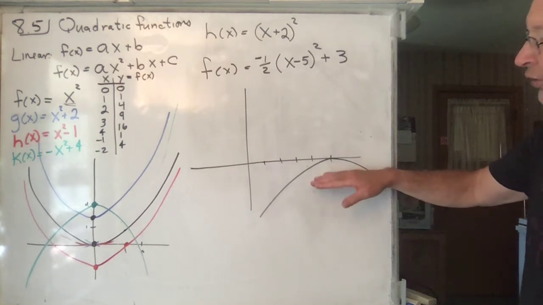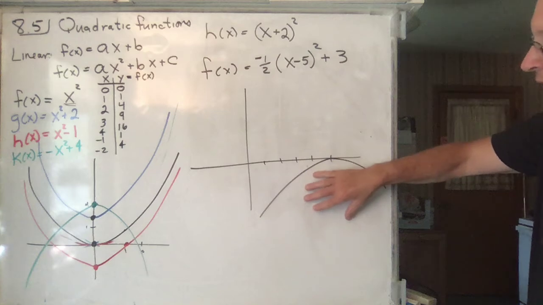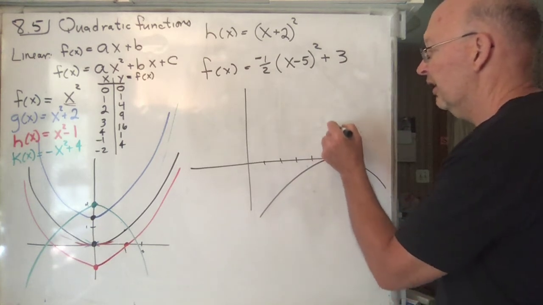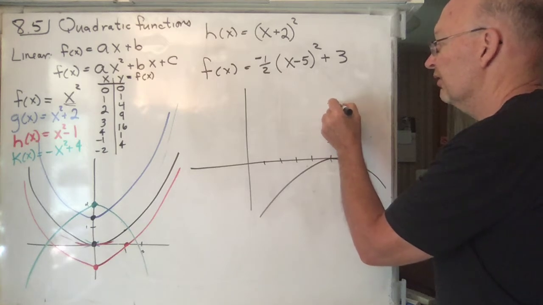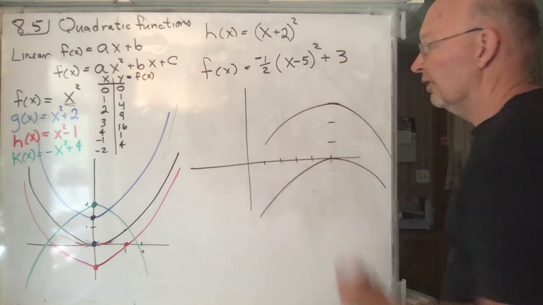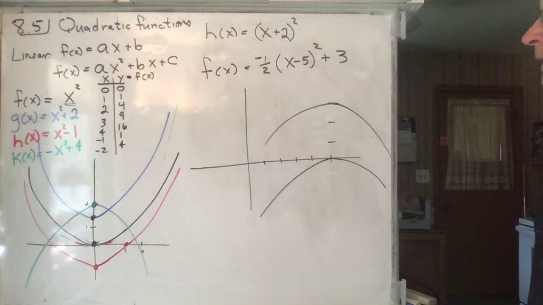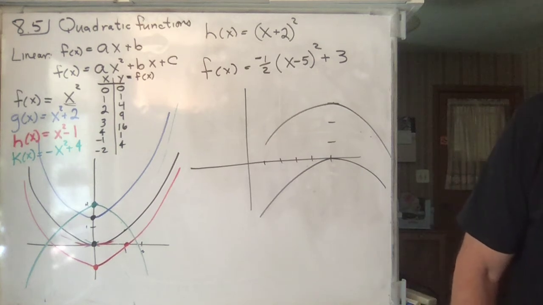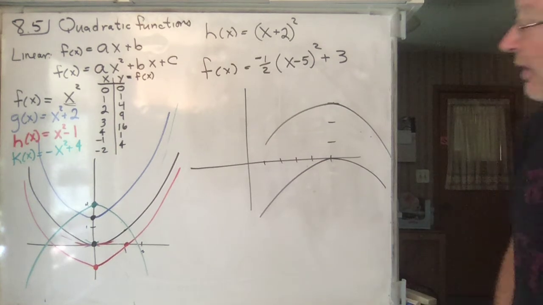Well, now instead of these values, all of these values are going to be 3 values higher. So the vertex is not going to be there, but it's going to be here instead. It's going to look like that. See that? So that's the idea. You'll have lots more of these to do in class, but that's the idea.